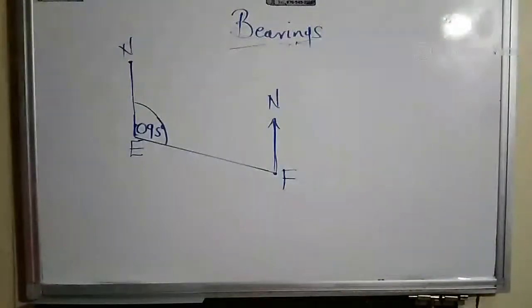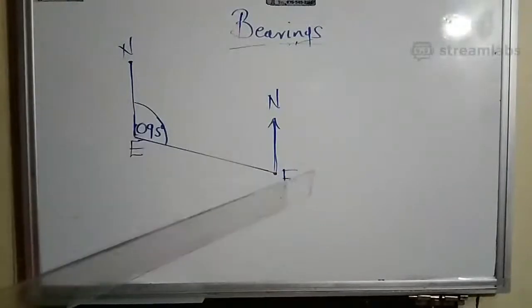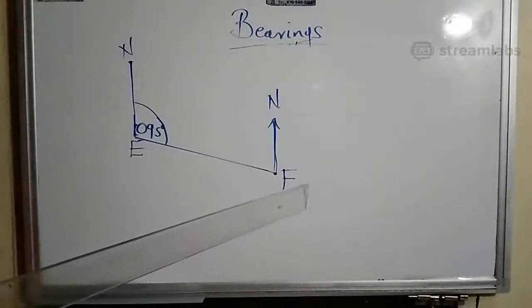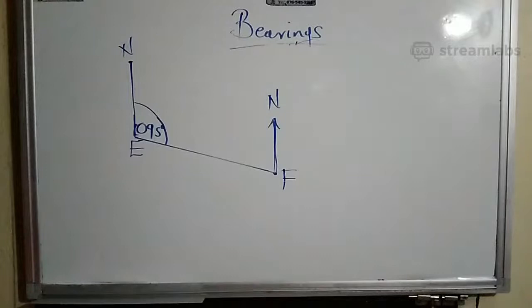Alright, so you guys try that one now. The bearing of F from E is 95 degrees, and your challenge is to find the bearing of E from F. Go ahead and try that one, guys.